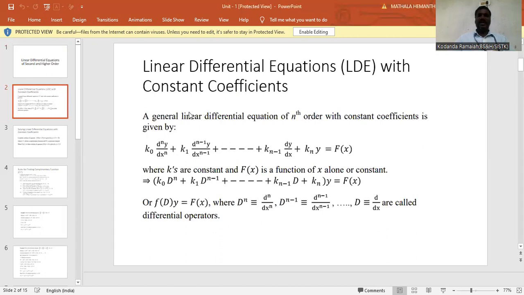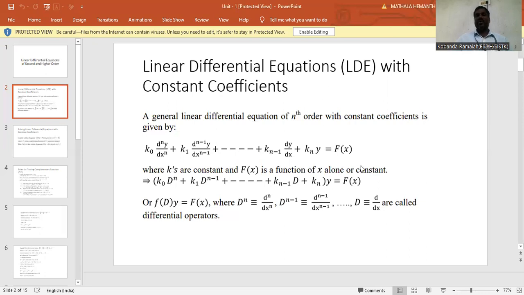A general linear differential equation of nth order with constant coefficients is given by k0 d^n y/dx^n plus k1 d^(n-1) y/dx^(n-1) plus and so on plus k_(n-1) dy/dx plus k_n y equals f(x), where all k terms are constants and f(x) is a function of x alone or a constant.